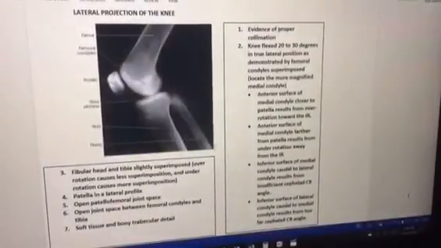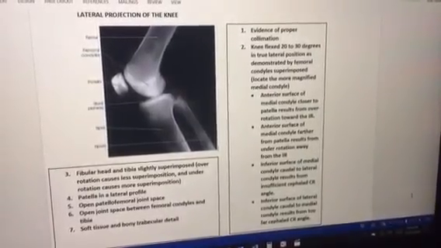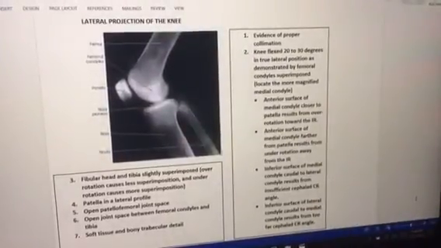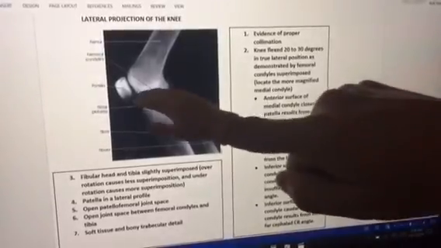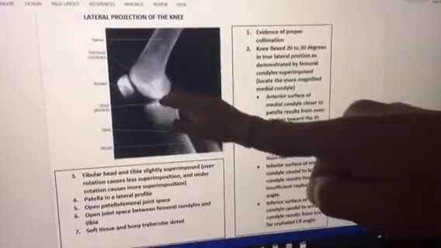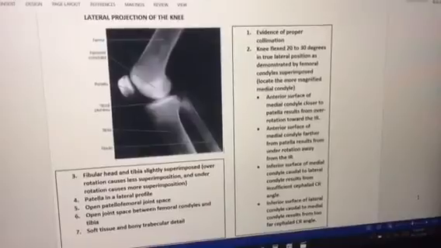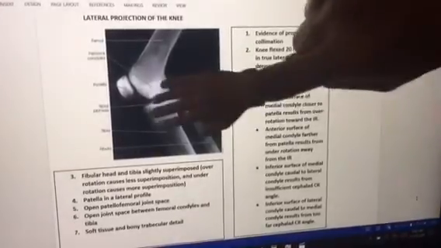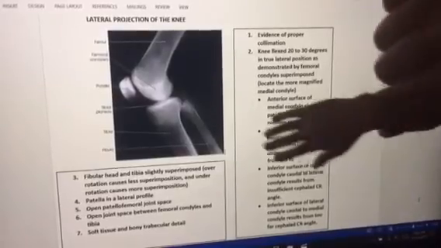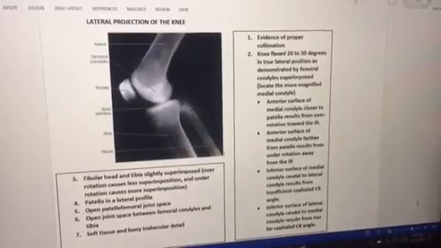Next, we have the lateral projection of the knee. There's evidence of proper collimation, and the knee is shown in a true lateral position. It's in a 20 to 30 degree flexed position, and the femoral condyles are superimposed. The fibular head and tibia are slightly superimposed, and the patella is seen in lateral profile. The patellofemoral joint space is also open, as well as the joint space between the femoral condyles and the tibia. And again, we have good soft tissue and bony trabecular detail.